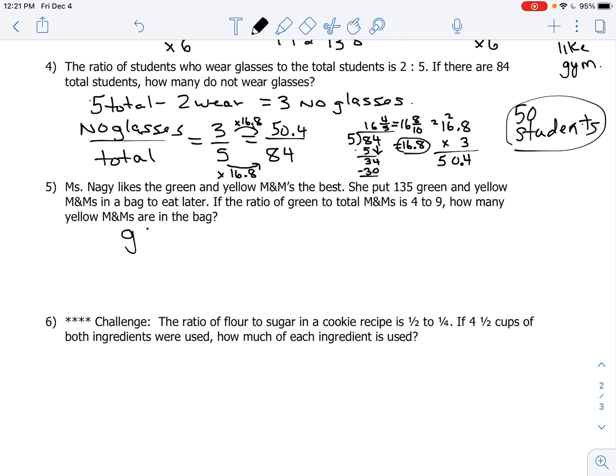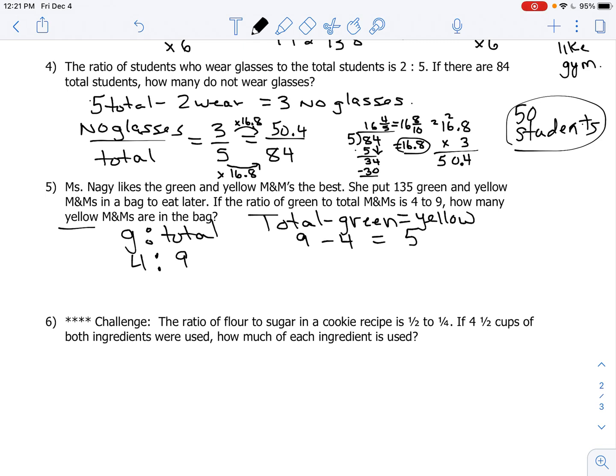So we have a ratio of green to total. And that is 4 to 9. And we want to know how many are yellow. Well, if we subtract the total and the green, that's going to tell us how many yellow there are. So we have 9 minus 4. That's going to give us 5, which is the number of yellow M&Ms that are in the bag. All right, so if I set up my ratio of yellow to total, we would have a total 5 yellow and 9 total. And I know in my matching ratio here, there are 135 in the bag.